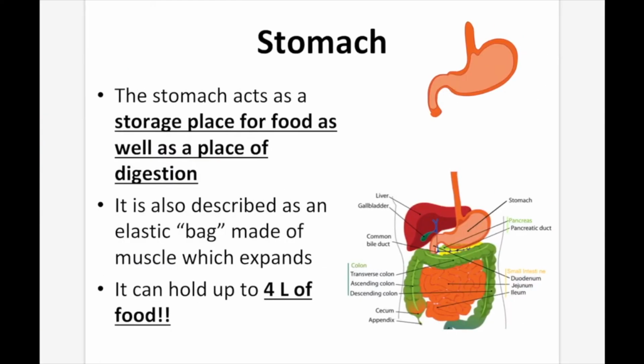Stomach. The stomach acts as a storage place for food as well as a place for digestion. It is described as an elastic bag made up of muscle, which expands. It expands so much that it can hold up to 4 liters of food.